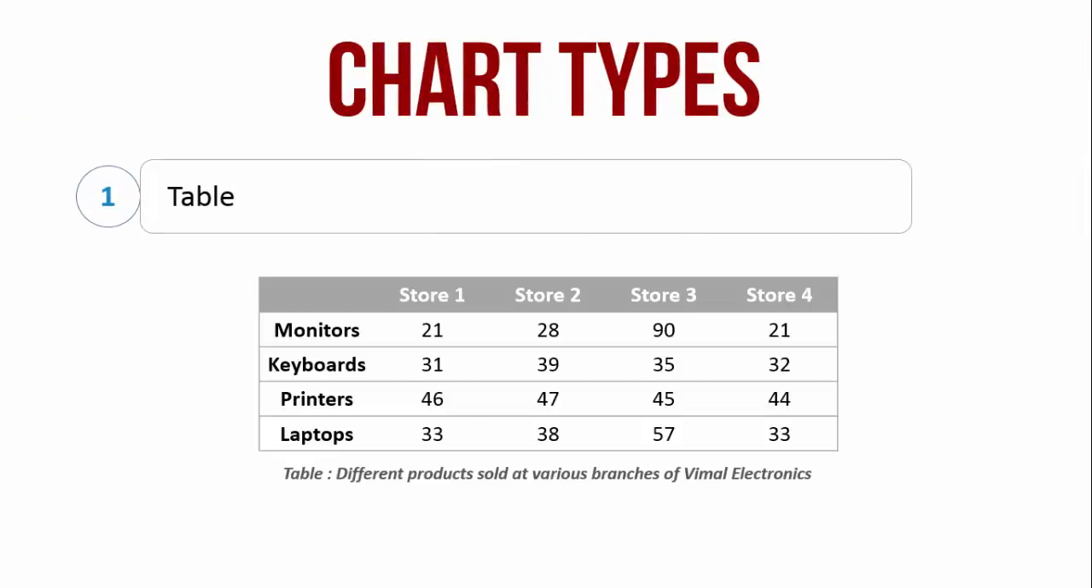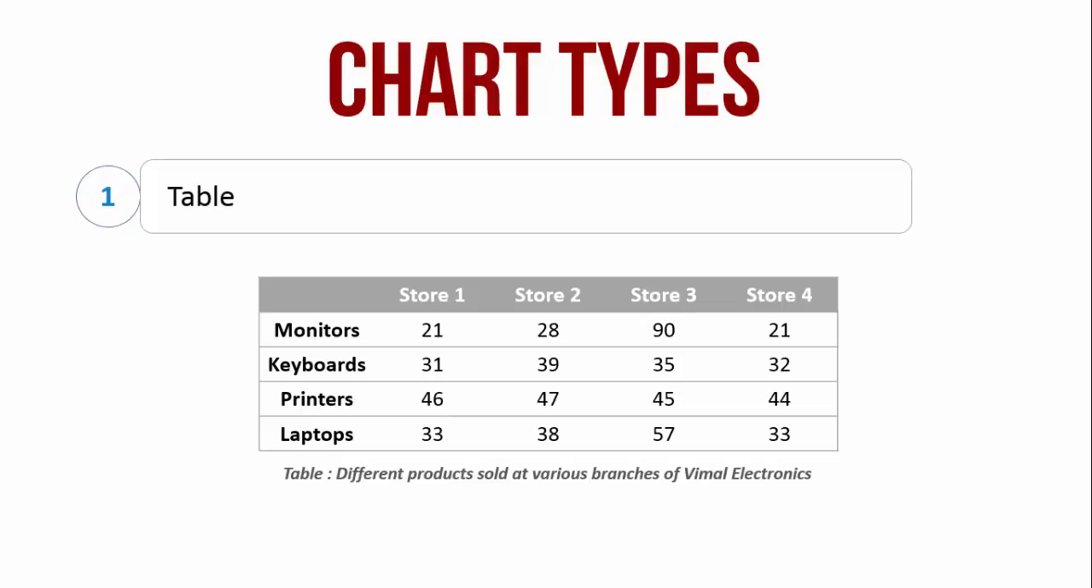The first is a table. Given here is a table that displays the different products sold at various branches of a store called Vimal Electronics. If you just look at this table, you see that the columns are labeled Store 1, Store 2, Store 3 and Store 4. The rows are labeled monitors, keyboards, printers and laptops. So how would you read this table?